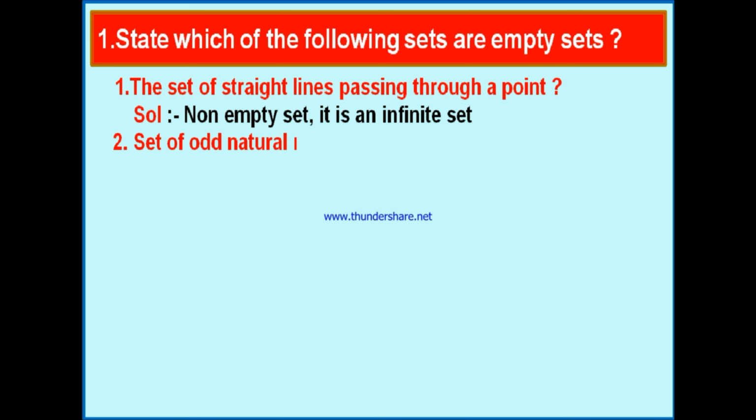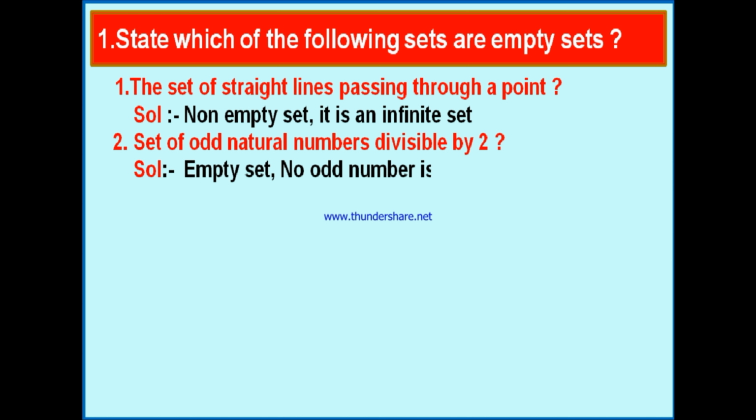Second bit. Set of odd natural numbers divisible by 2. We know that if a number is not divisible by 2, then only it is called an odd number. Since it is an odd number, it is not divisible by 2. Therefore, there is no such odd number which is divisible by 2. Therefore, it is an empty set. The number of odd numbers divisible by 2 is 0. That is, no odd number is divisible by 2.